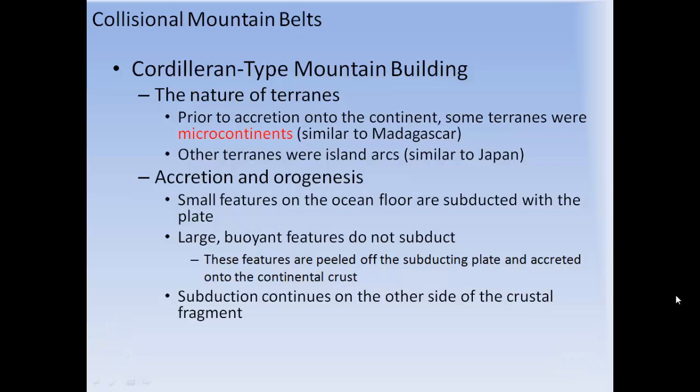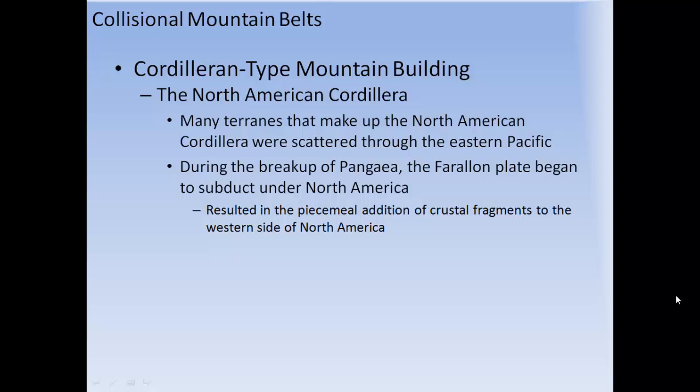Nature of terranes prior to accretion onto the continent. Some terranes were microcontinents similar to Madagascar. Other terranes were island arcs similar to Japan. Accretion and orogenesis. Small features on the ocean floor are subducted with the plate. Large buoyant features do not subduct. These features are peeled off the subducting plate and accreted onto the continental crust. Subduction continues on the other side of the crustal fragment.